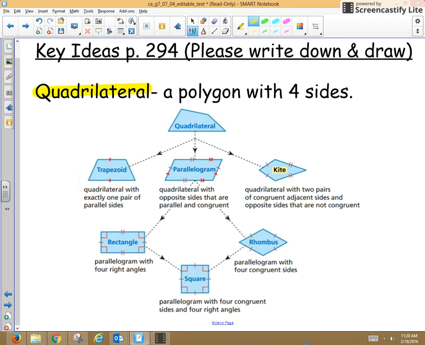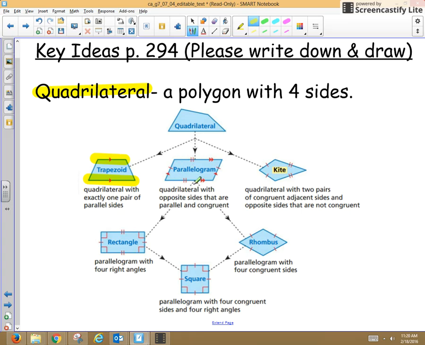Now, in this diagram, you'll see several different types of quadrilaterals. A quadrilateral is anything with four sides. You can have a trapezoid as a quadrilateral, and a trapezoid has exactly one pair of parallel sides, and I'm highlighting those parallel sides here. Parallel means they have the same slope and the lines are equal distance from each other.